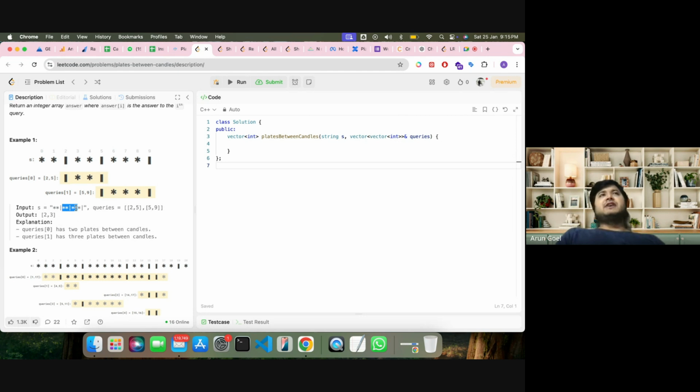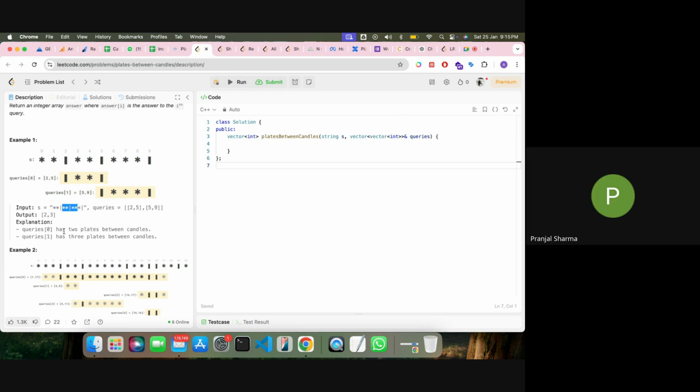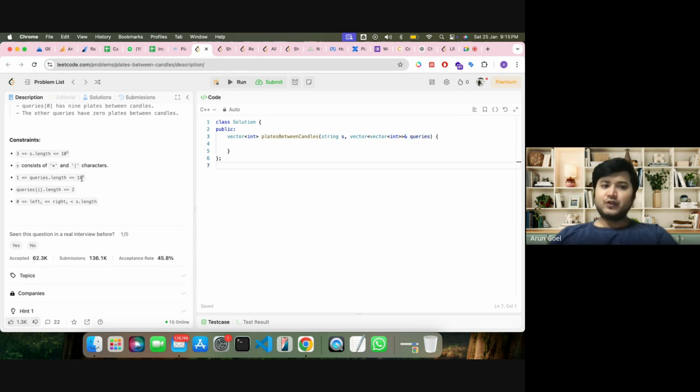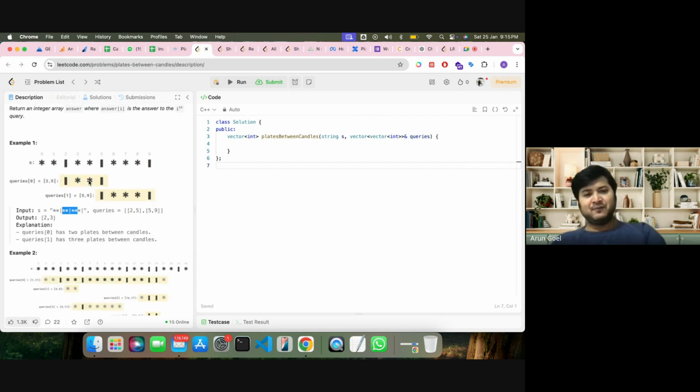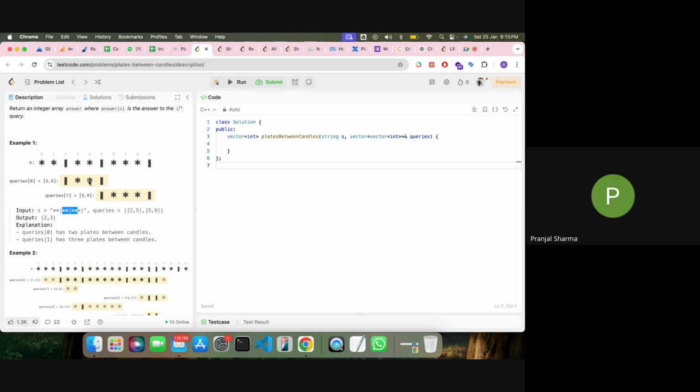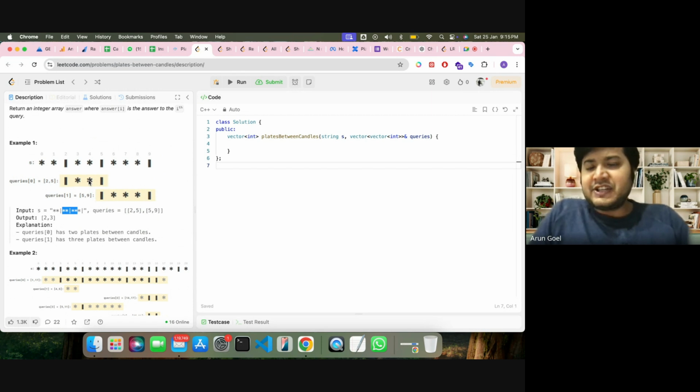Why? Because otherwise, if you iterate on this range to find the leftmost candle and the rightmost candle, in the worst case you will iterate the full array, because let's say there is no candle. In the worst case that is order of n. And how many queries are there? The number of queries is also 10 to the power 5, and N is 10 to the power 5. So the total complexity is n square, which is 10 to the power 10 in the worst case, yes or no? Everyone is on the same page, guys?